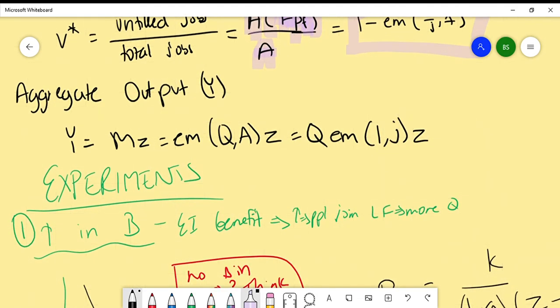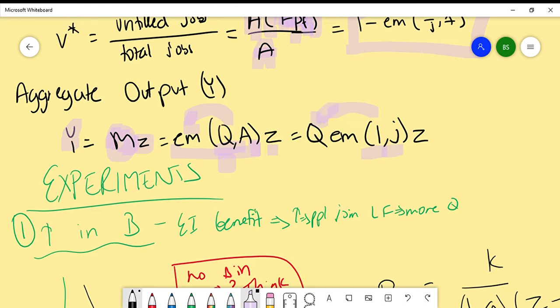And then we have aggregate output. Aggregate output is the total amount of stuff that is made. So that is the total number of matches, because the matches represent how many people are working, basically they have a job. So the people who are working times the amount of output that each of those people produces. So M equals EMQA, and then we multiply that by Z, and we can take the Q out. So we get 1, divided by Q, and then A over Q, which is J. We just bring this Q out.